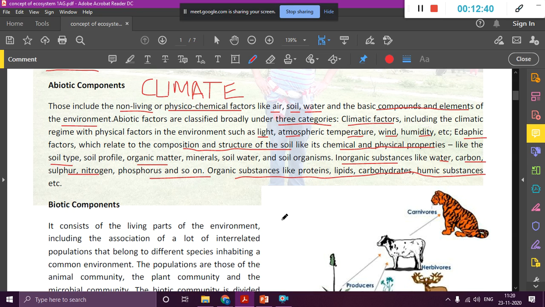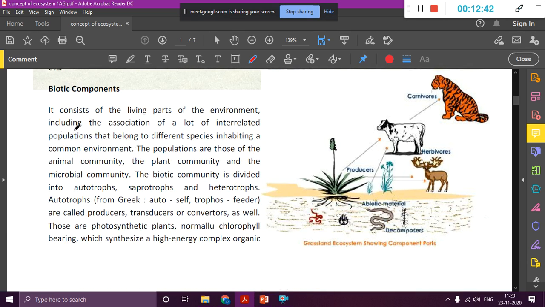So let us look at the biotic components. It is the living parts of the environment, and it includes the association of a lot of interrelated populations that belong to different species inhabiting a common environment. Now look at a grassland ecosystem, where the lion lives, it's a grassland. More or less it's a lion in a grassland ecosystem.